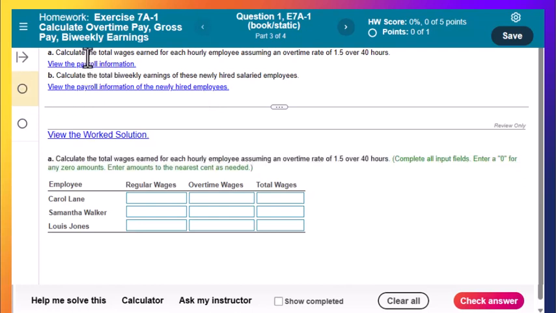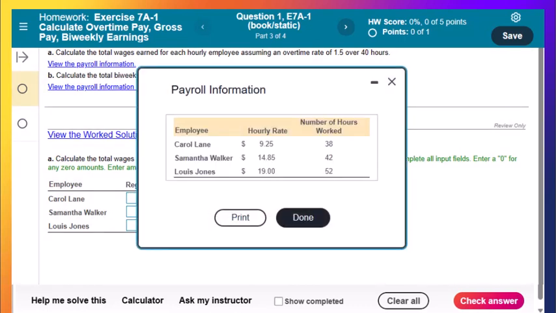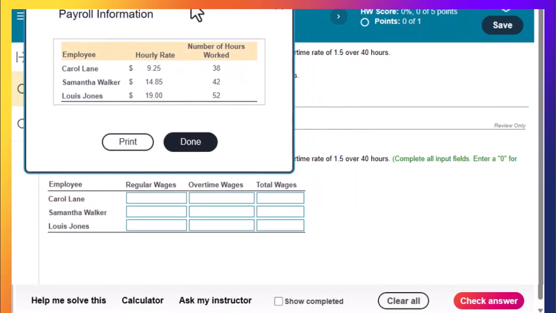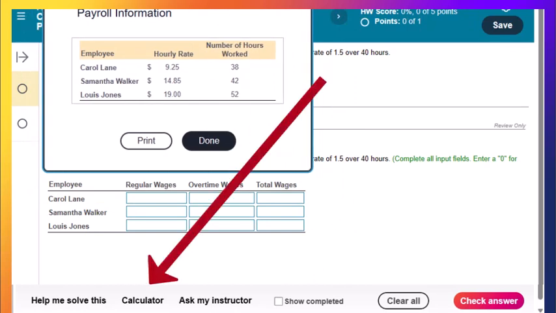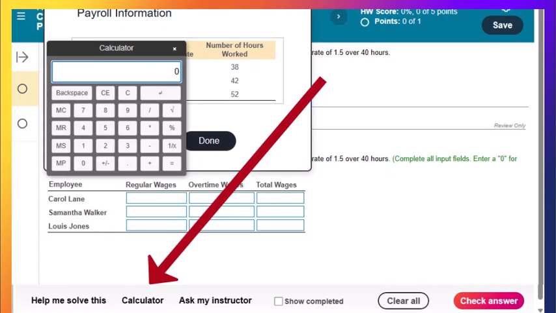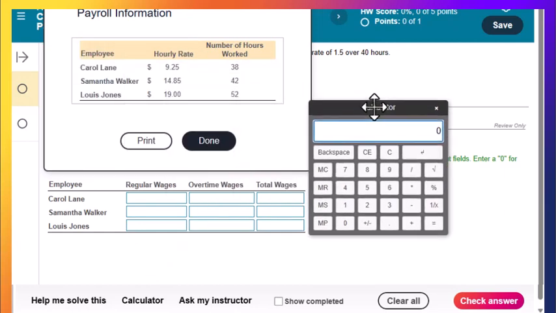So let's start by opening the table under A. We're going to move that up here so we can see our table, and down here towards the bottom left there is a calculator that you can use in My Accounting Lab. You can use your own, but the great thing about this one is it has this enter key which allows you to populate whatever cell you have selected with the answer once you get it in here.